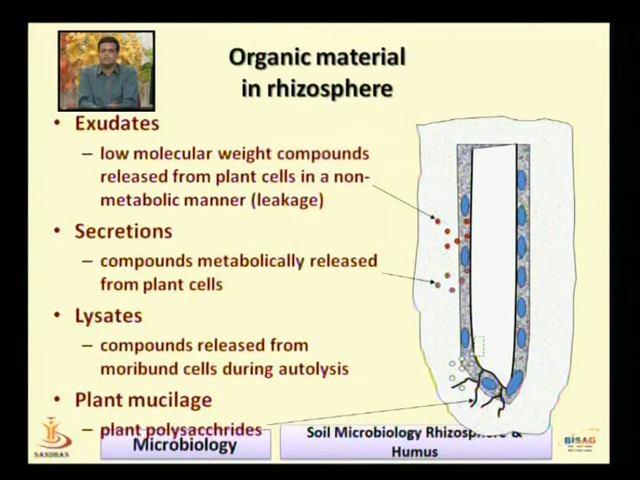The last one is plant mucilage. Mucilage is one kind of plant polysaccharide, and it is naturally formed from the plant root. We will discuss its function and its structure and all the things in some later slide.